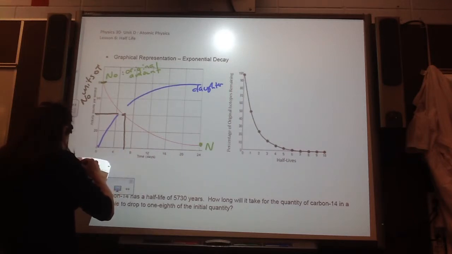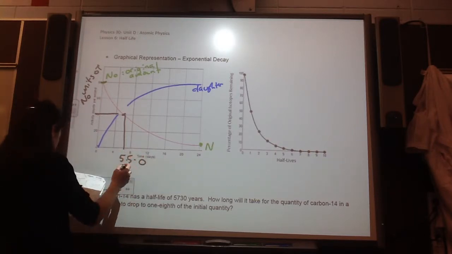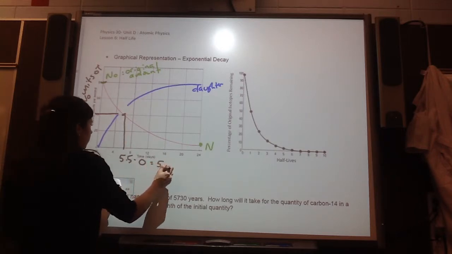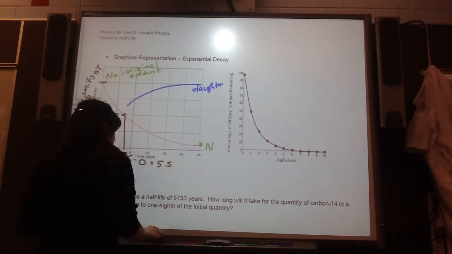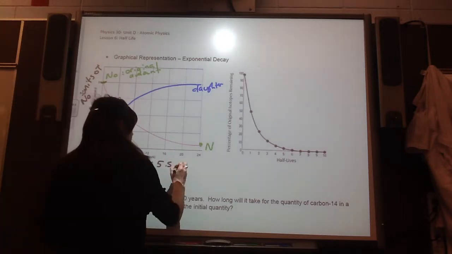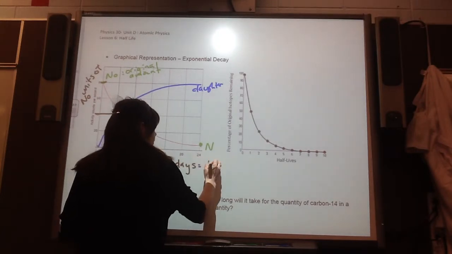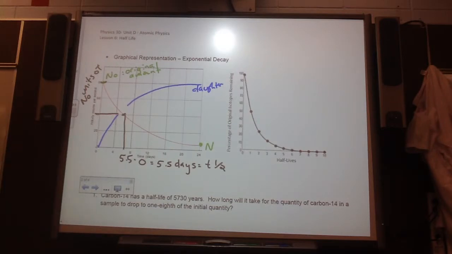About like, it almost looks like 5.5, hey? Yeah. So it'd be like 5.5 minus 0. Well, I don't know, maybe it's more than that. I think it's like 6, maybe even 6, hey? I don't know, let's rate them. Yeah, 5.5. Okay. So using that data gives us about 5.5 days is equal to t half, right? Like half, because it's half-life.